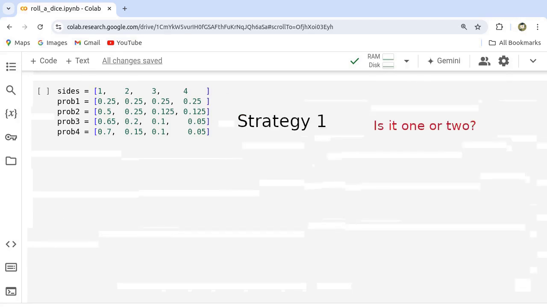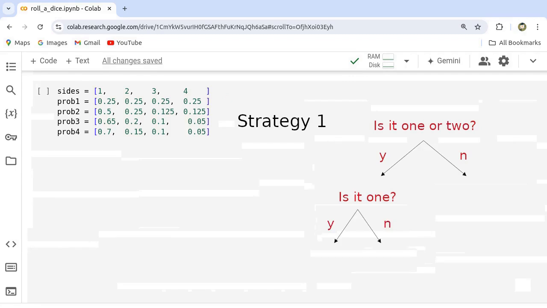In strategy 1, the first question is: is it 1 or 2? If the answer is yes, we ask the second question: is it 1? Regardless of the answer, we can determine the outcome in 2 questions. Therefore, this strategy always requires 2 questions to reach the result.